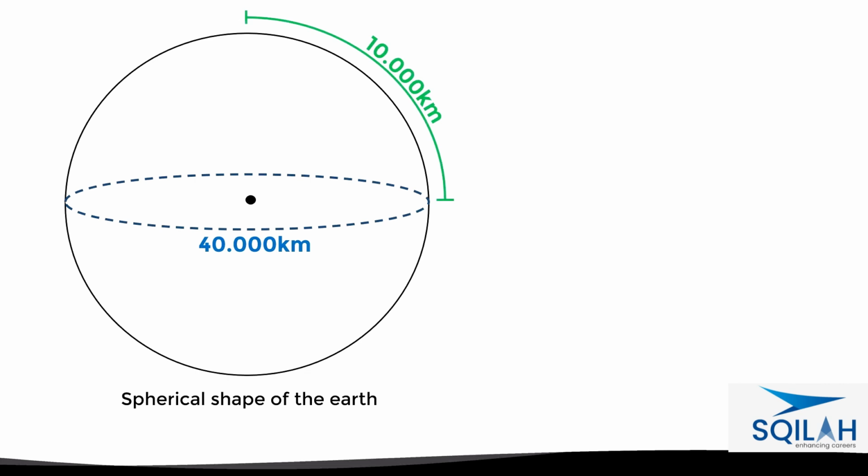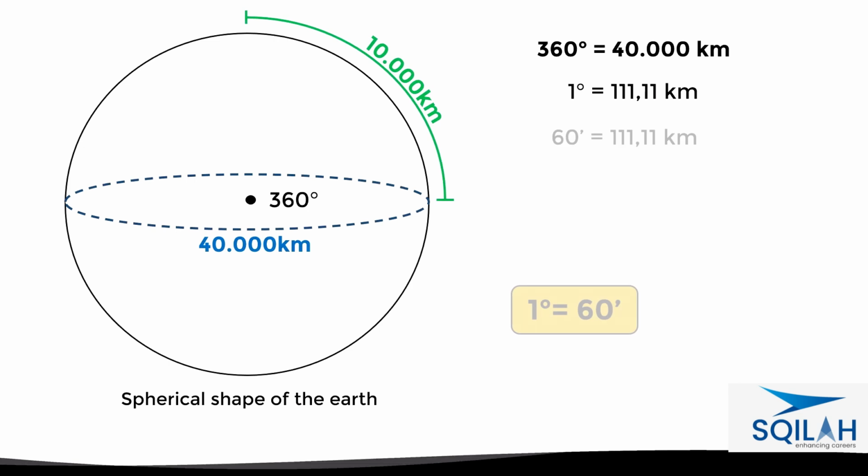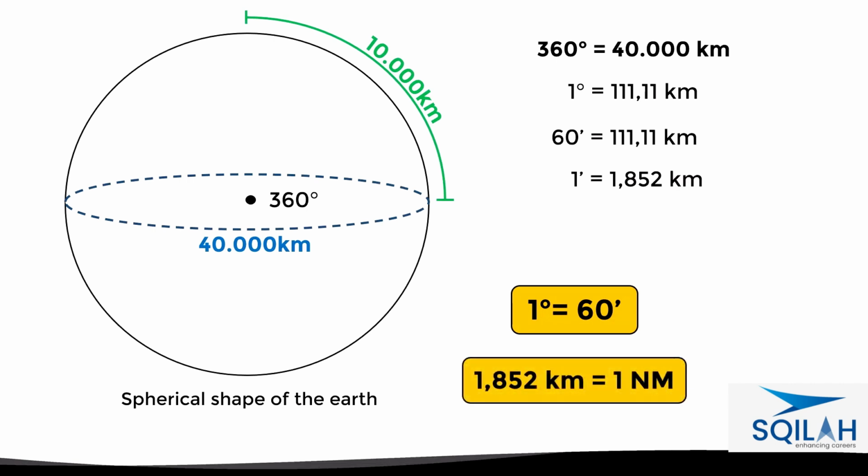In practical terms, we can assume that the Earth is a perfect sphere with a circumference of 40,000 kilometers. With this in mind, we can then say that if 360 degrees equals 40,000 kilometers, then each degree equals 111.11 kilometers. And as we know, each degree can be divided into 60 minutes. So then each minute equals 1.852 kilometers, and 1.852 kilometers is exactly 1 nautical mile. So then we can say that each minute of arc equals 1 nautical mile.